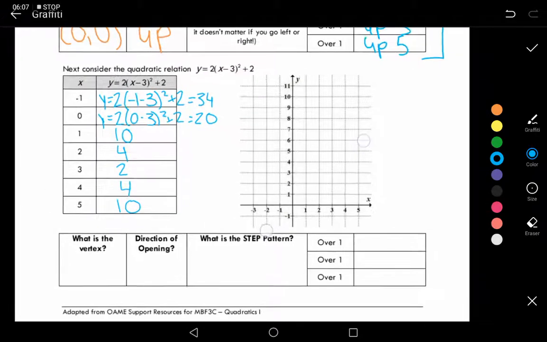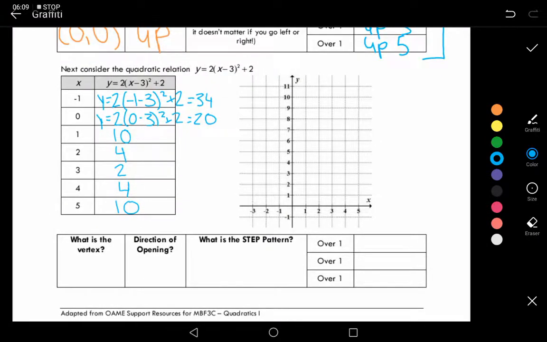Okay, so let's plot these points. Again, we're not going to be able to do -1 or 0, so I'm going to start with 1. So the first point I'm going to plot is (1, 10). Second point is going to be (2, 4), (3, 2), (4, 4), and (5, 10). And again, it should always be giving you that symmetrical parabola shape.